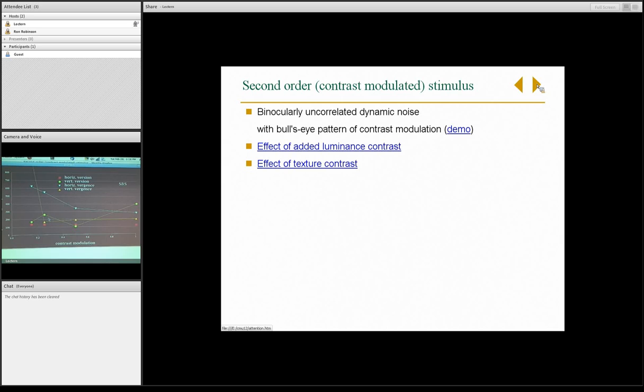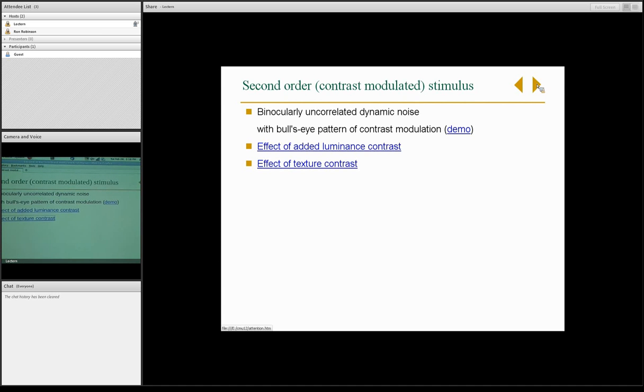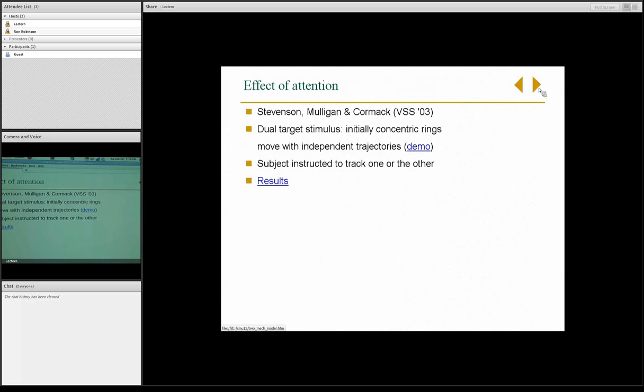And another subject, and third subject. Fourth subject. So anyway, that's the first part of the story, and the main conclusion that we want to draw from that last experiment is that the second order stimulus doesn't drive vertical vergence at all.